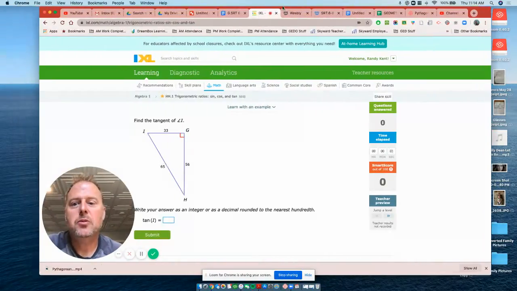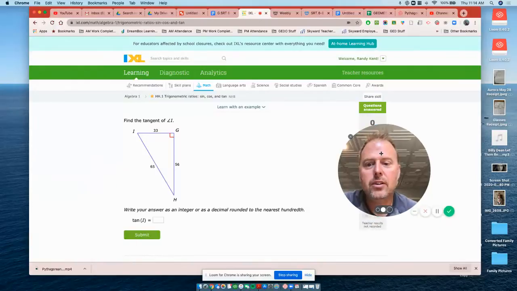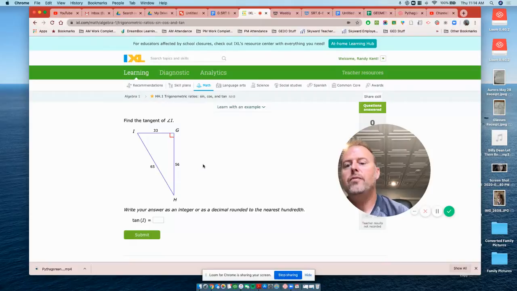Now it's going to ask me questions like, what's the tangent of angle I? Here's angle I. First thing you can do is identify, okay, for tangent, I need the opposite and I need the adjacent. Where are the opposite and the adjacent? Well, the opposite is here, 56. The adjacent is here, 33. So I need to take the opposite divided by the adjacent. That would be 56 divided by 33. They're asking me to go to the nearest hundredth. Well, it's 1.696. So my 9 goes up to 0, so that would become 1.70.